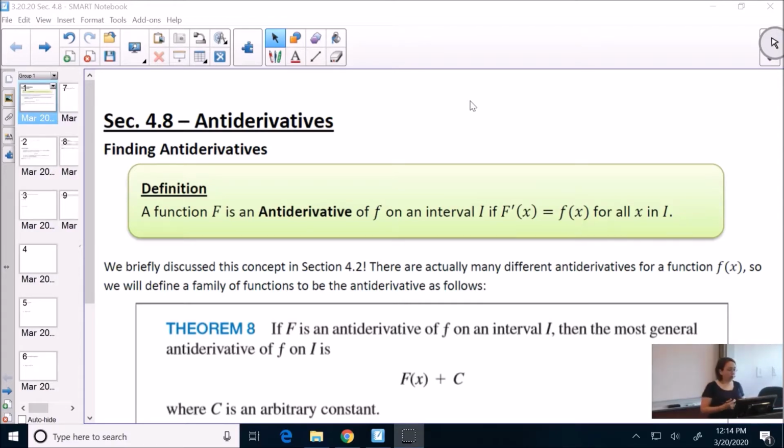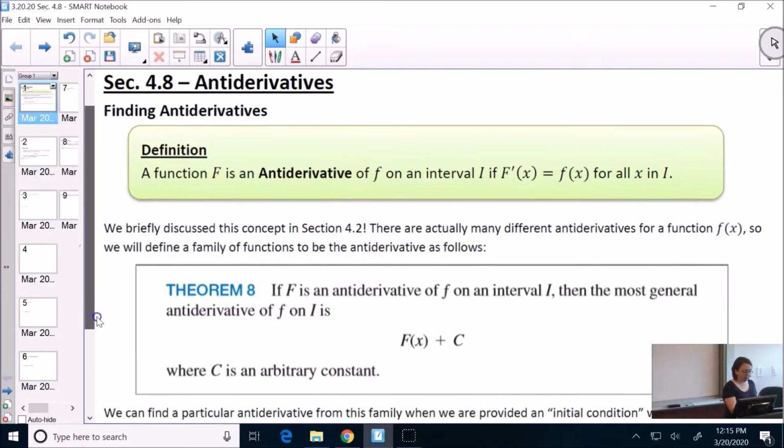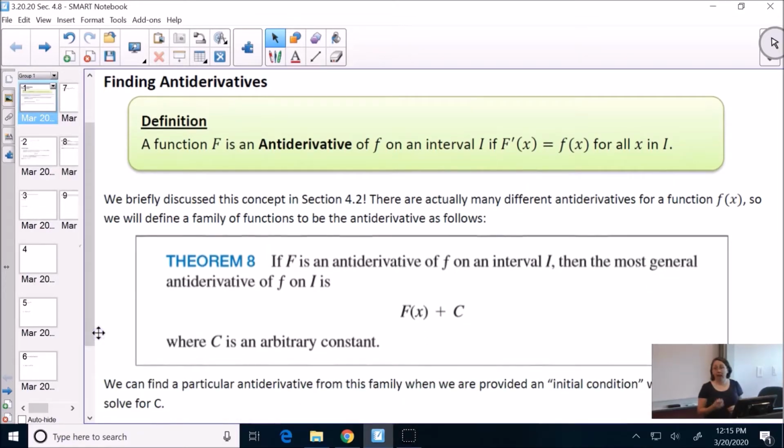Alright, so how to find an antiderivative? First of all, we have to define it. A function capital F is an antiderivative of little f on an interval I if the derivative of the big function, the derivative of the antiderivative, equals little f. Now, this will all come together as we work through it. The notation will sometimes be capital F, sometimes be little f. Traditionally, capital F is used if we talk about antiderivatives, which is the opposite of a derivative.